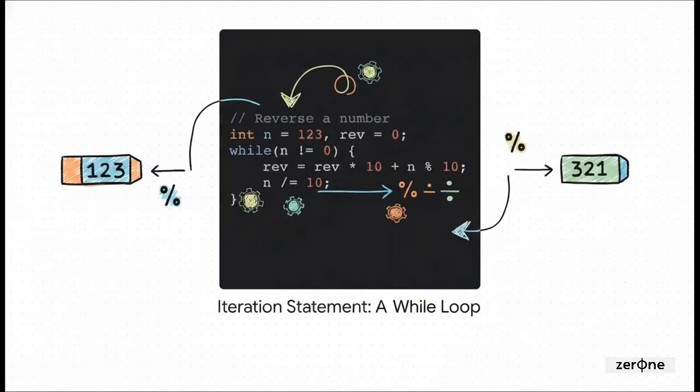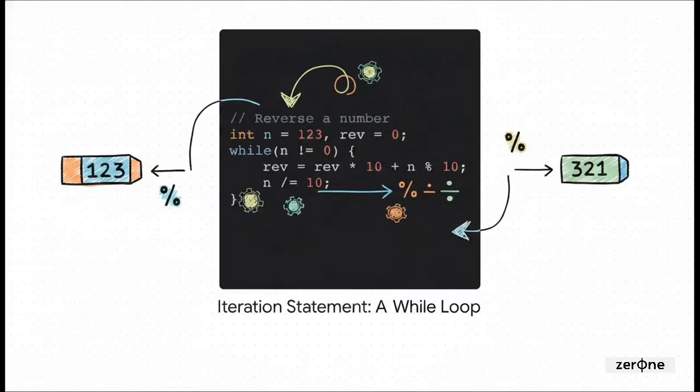When we need to execute code repeatedly, we use iteration, like a while loop. Let's look at one used to reverse a number. This is an entry-controlled loop. The condition, n is not equal to 0, is checked before we even enter the block. Let's walk through the math together.